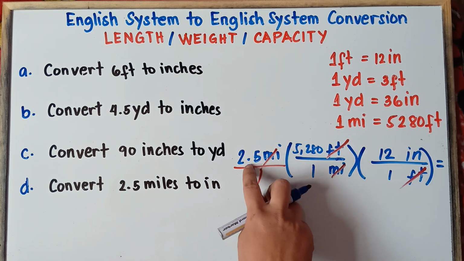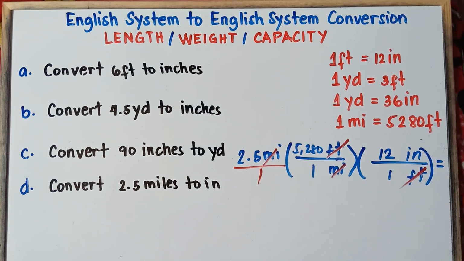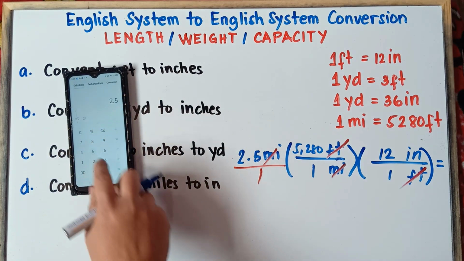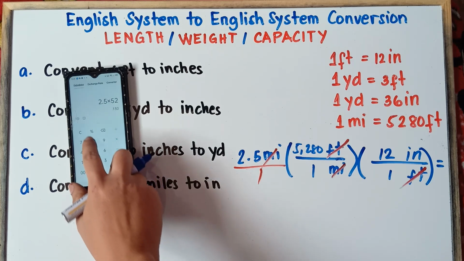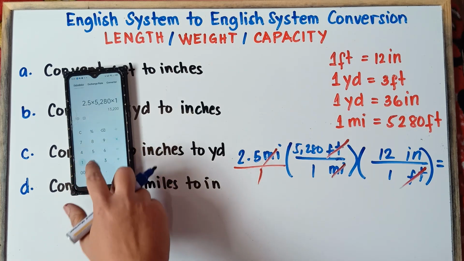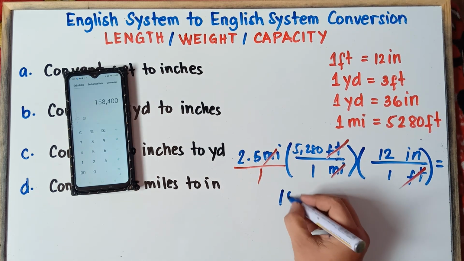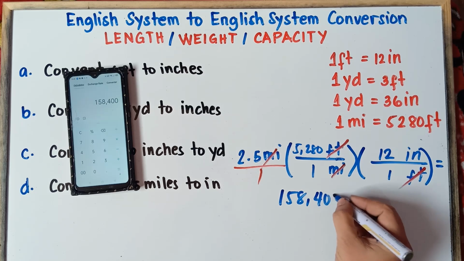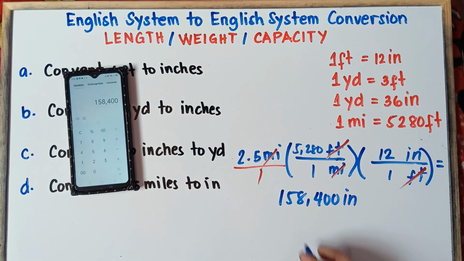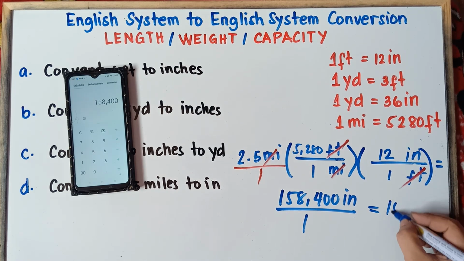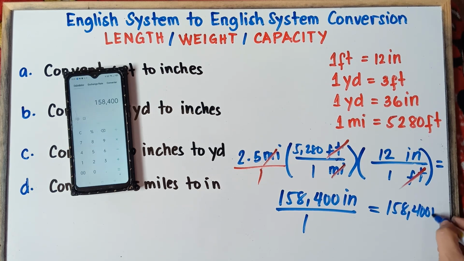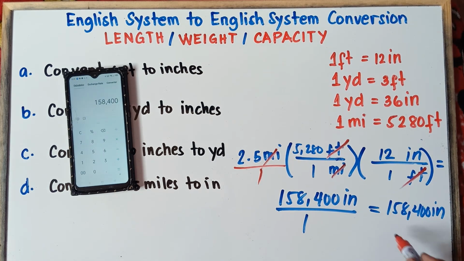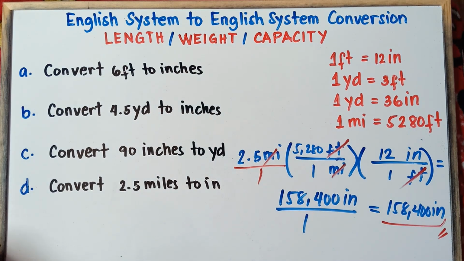And then simply multiply the numerators. And then multiply the denominator. So 2.5. Alright, so let's try this one. 2.5 times 5,280 feet times 12. So the answer is 158,400. Do not forget the units, inches. And then 1 times 1 times 1, that is 1. So 158,400 inches divided by 1, the answer is 158,400 inches. That's it, class. All set. That's the answer for letter D, class.